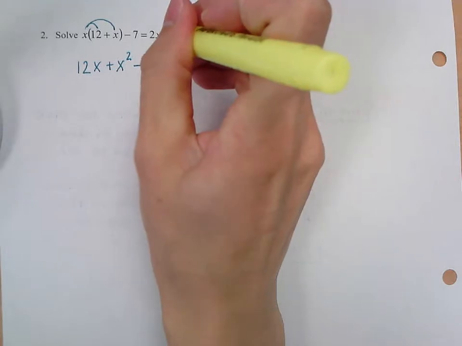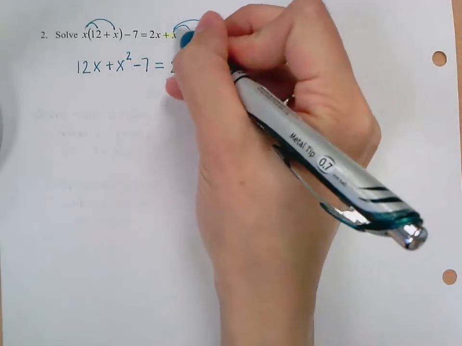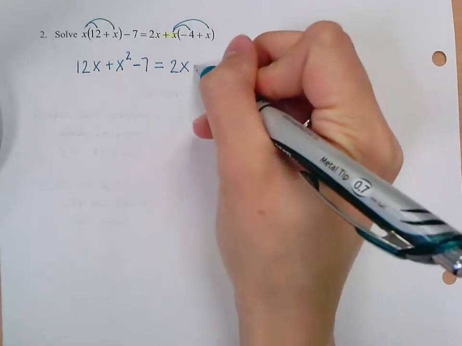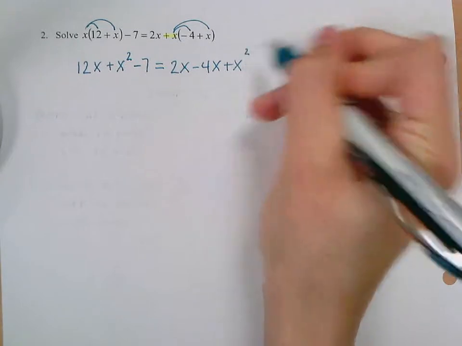That's right. So here I'm distributing that positive x to the negative 4 plus x. X times negative 4 would be a minus 4x. X times x is plus x squared.